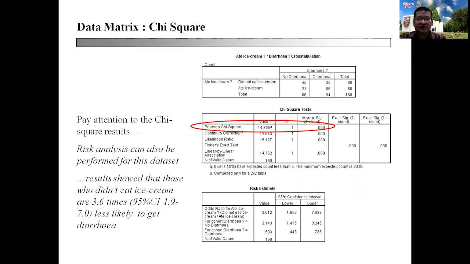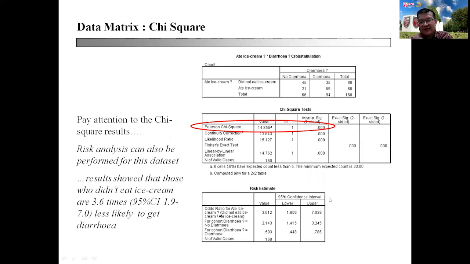This will allow you to look at the risk of having diarrhea after having ice cream, as you can see here in the risk estimate. This particular table tells us, number one, the risk is real, because the odds ratio, or the range of possibilities that a person is going to get diarrhea after eating ice cream, ranges from 1.8 to 7.02, and the median odds ratio is around 3.6 times.